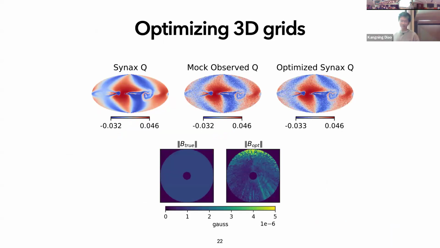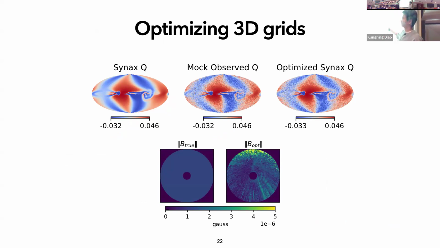Cool. And sometimes we don't have a good analytical model of the field, so we need to deal with the 3D grids as the representation. In this case, we could do the optimization with gradient. In this case, for example, we have this mock observation, and we optimize the 3D B field to get this based on this mock observation.